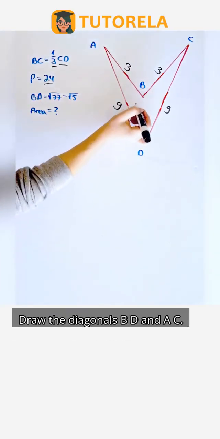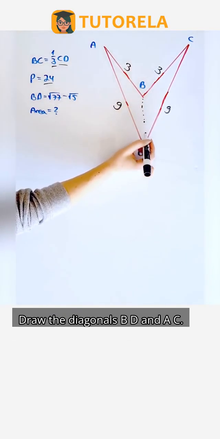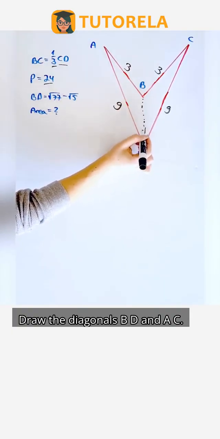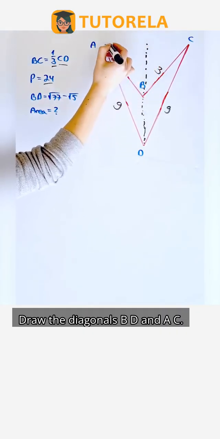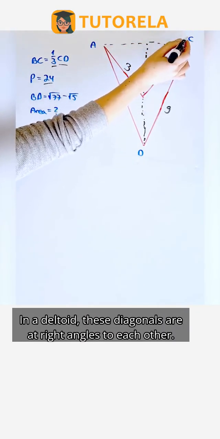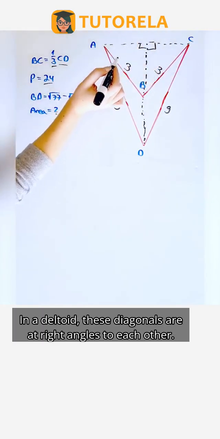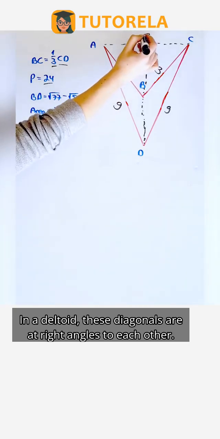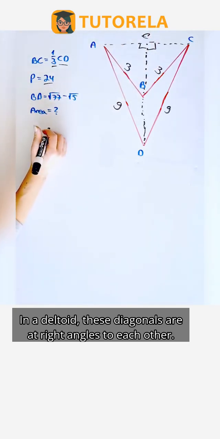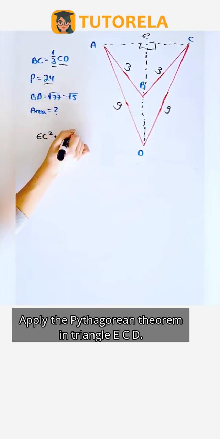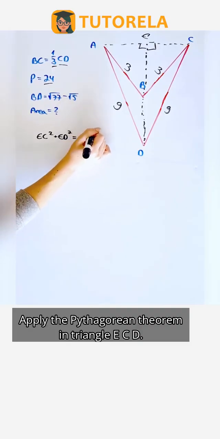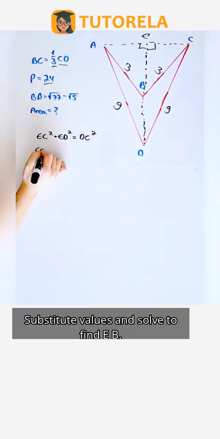Draw the diagonals BD and AC. In a deltoid, these diagonals are at right angles to each other. Apply the Pythagorean theorem in triangle ECD. Substitute values and solve to find EB.